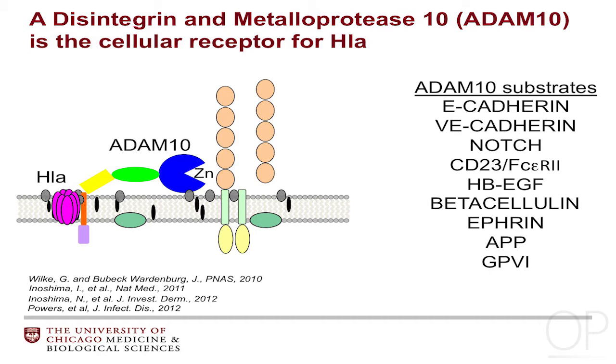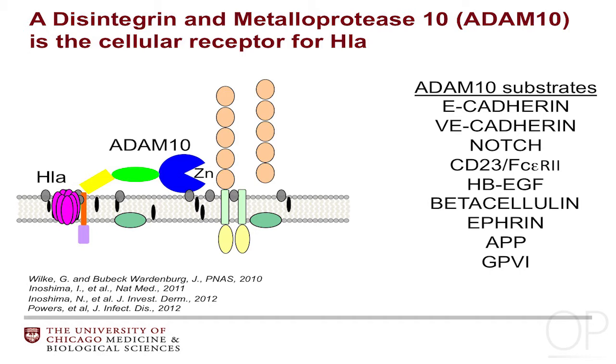for the toxin. What's interesting about ADAM10 is that it's a zinc-dependent metalloprotease whose native biologic function in host cells is to cleave the ectodomain, or the extracellular domain, of a number of different proteins. So in essence, this functions as a molecular scissors. And the substrates that ADAM10 cleaves are shown on the right.